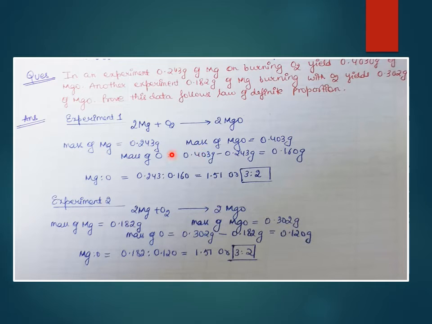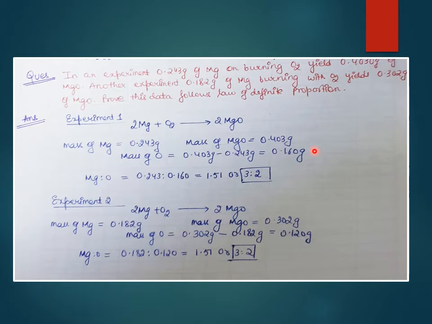We all know through the law of conservation of mass that the total mass of the reactants is equal to the total mass of the products. So the mass of oxygen would be the mass of magnesium oxide minus the mass of magnesium, which is 0.160 grams.